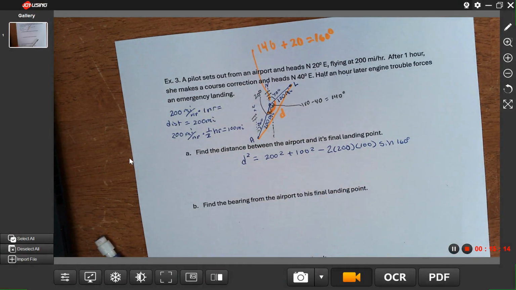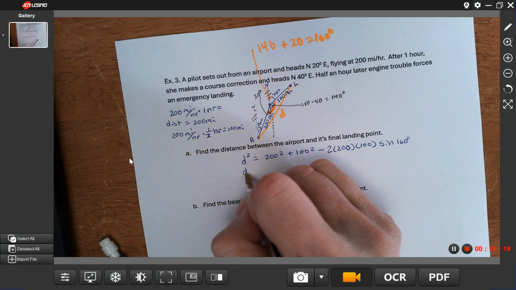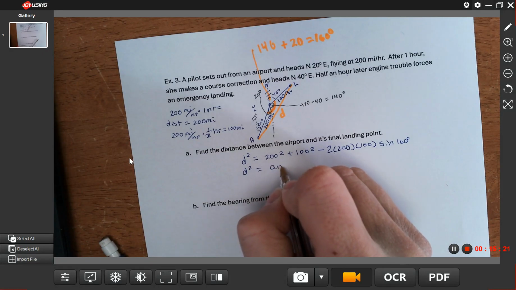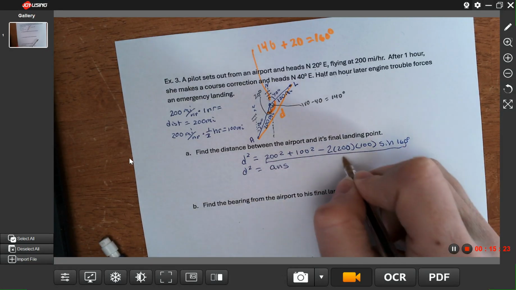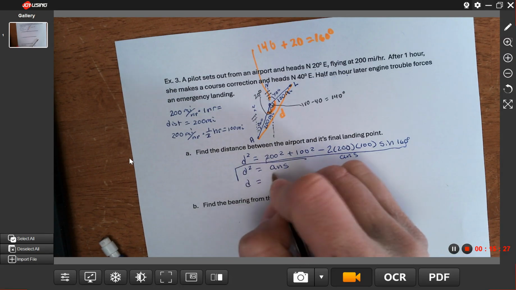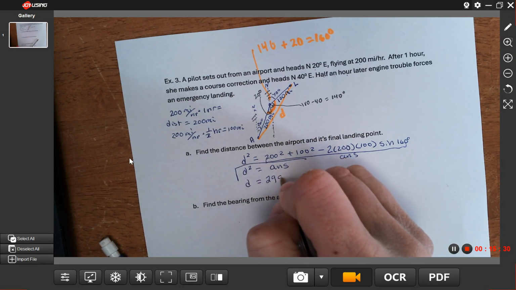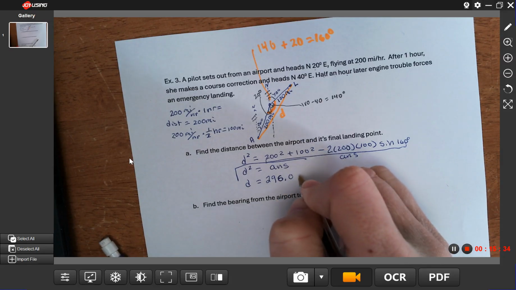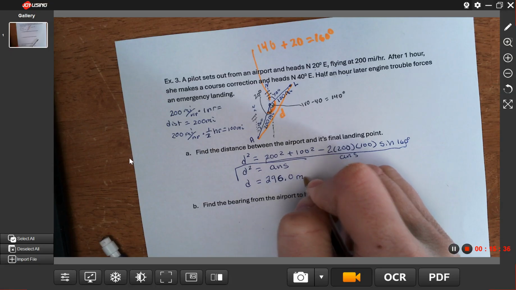So this, you can literally type into your calculator from left to right, and you'll get d squared equals whatever we get for that. And then take the square root, and you find out that your distance is 296.0, and it's miles.